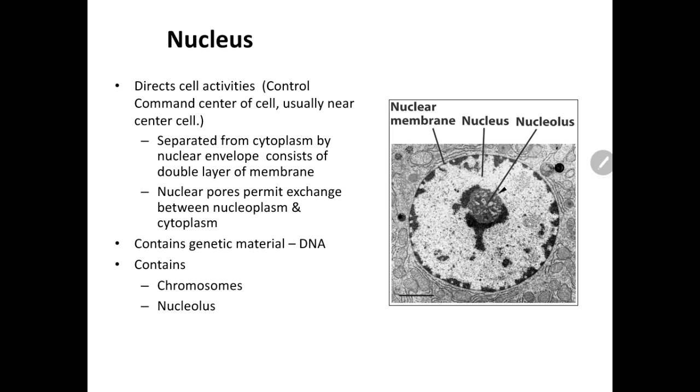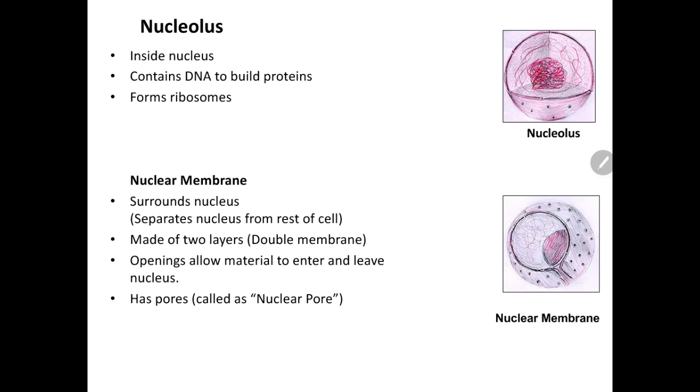Just as a cell will have a center as a nucleus, the nucleus will have another center called a nucleolus. Nucleolus is inside the nucleus. Inside the nucleus it contains DNA, forms ribosomes. Nuclear membrane surrounds the nucleus, separates nucleus from rest of cell. Made of 2 layers, double membrane, has pores called nuclear pores. Openings allow material to enter and leave nucleus.